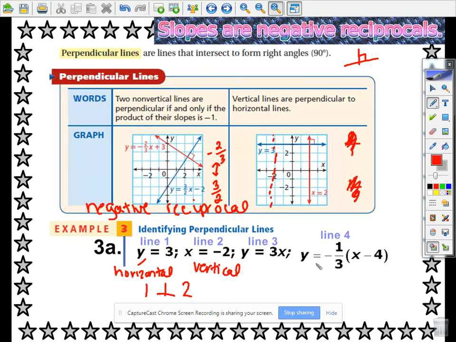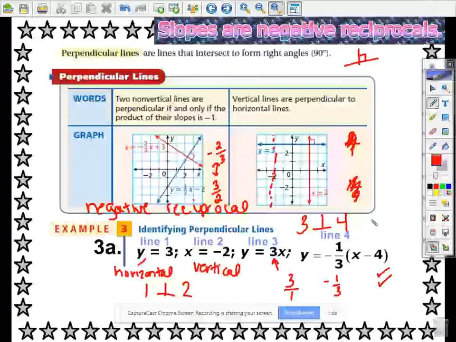Now, if we look at 3 and 4, the slope of line 3 is 3, and the slope of line 4 is -1/3. So this one is positive, this one is negative, check. This one is 3 over 1, this one is 1 over 3, check. These are negative reciprocals of each other, so 3 is perpendicular to 4. I know that's a little more detailed than the parallel. Parallel is definitely easier. It's just the same slope, but we will go over a few more of these.